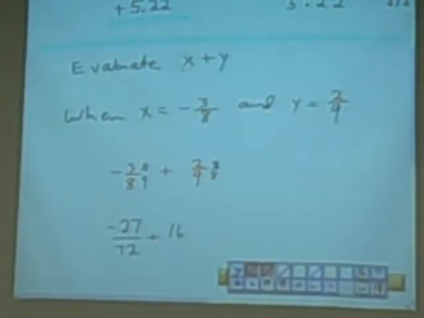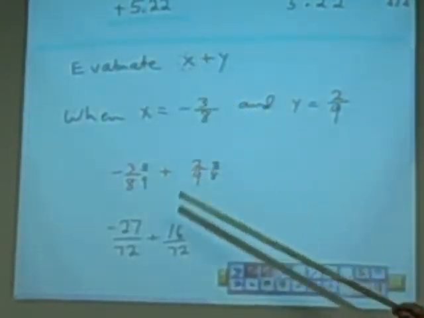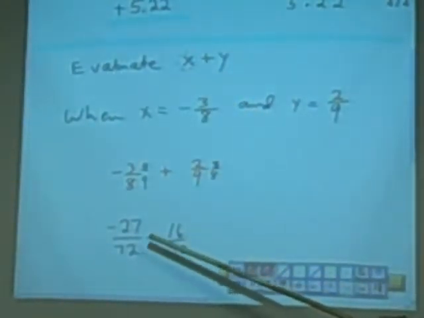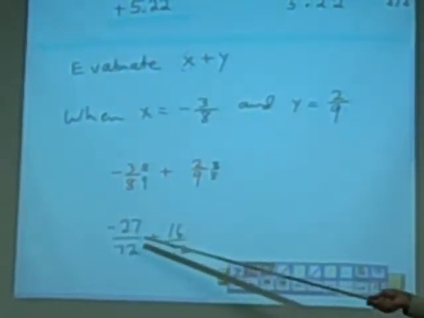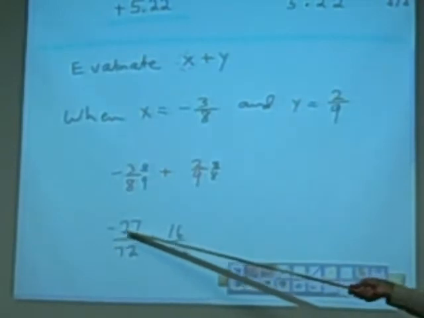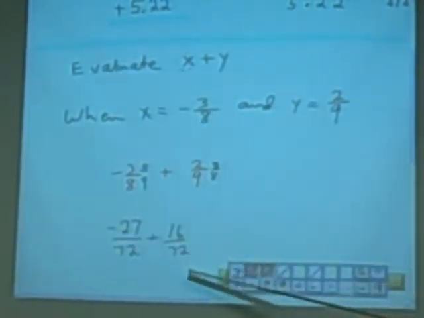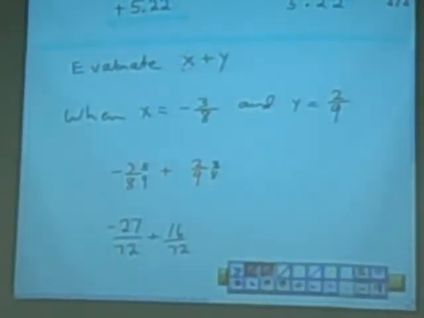So are we really looking at this? It looks like we're adding at first, but really what we're doing is what? Subtracting, right? Why are we subtracting? Because our signs are different, right? Or opposite, right? So that's going to give us a what?